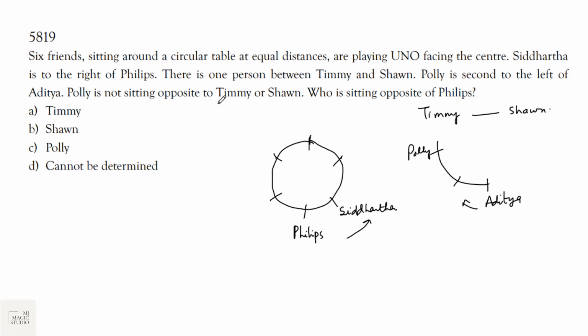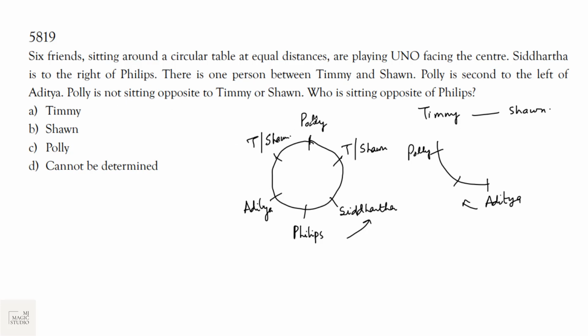Polly is not sitting opposite to Tim or Sean. That means we have got Aditya, Polly, Tim and Sean. 4 people left. Polly should be between Tim and Sean. This position is of Aditya. This is either Tim or Sean, and this is either Tim or Sean. Now these two positions are not certain from the given data, but it is correct now.